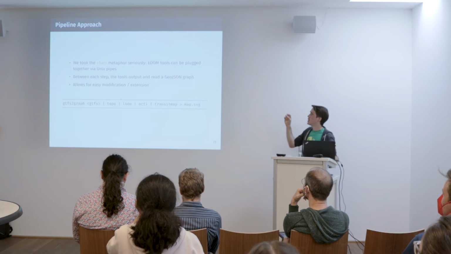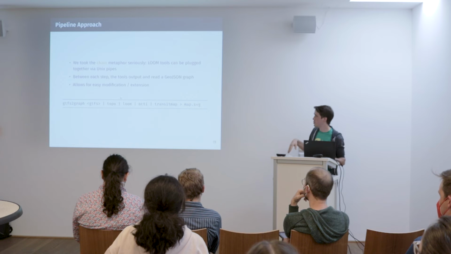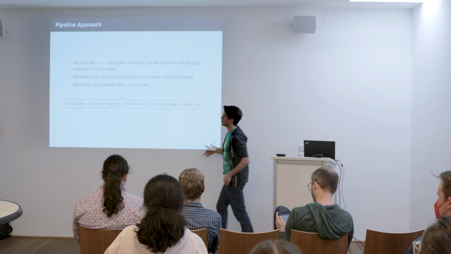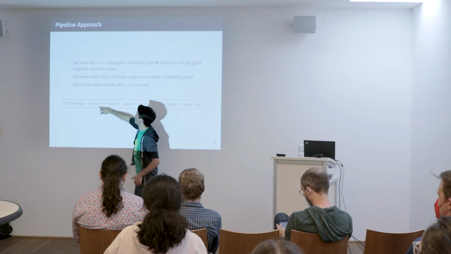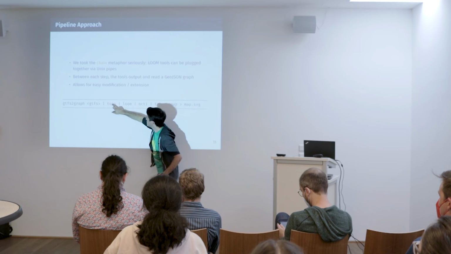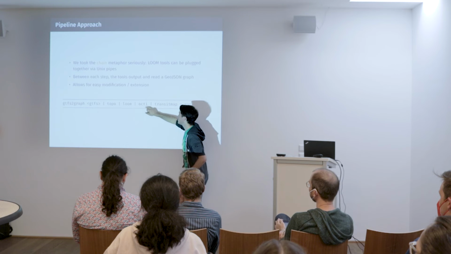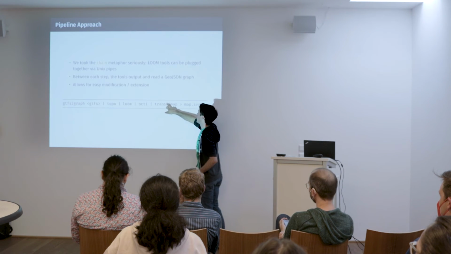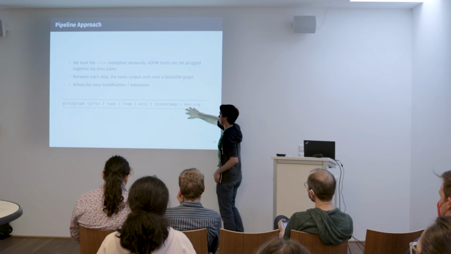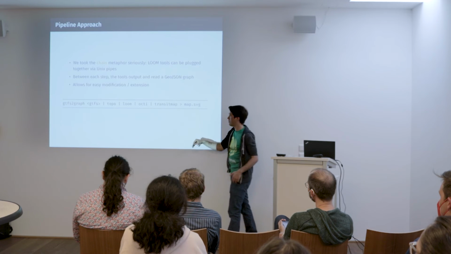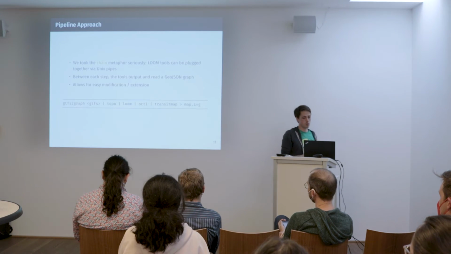So, for example, the map we have just generated, you could just do it with a simple call. You use the GTFS to graph tool, call it on the shape GTFS data, pipe this to topo, pipe this to LOOM to find the optimal line orderings, pipe this to octi to find the schematic representation, and then pipe this to transit map to just output an SVG. So this single line will generate the map I have just shown you.